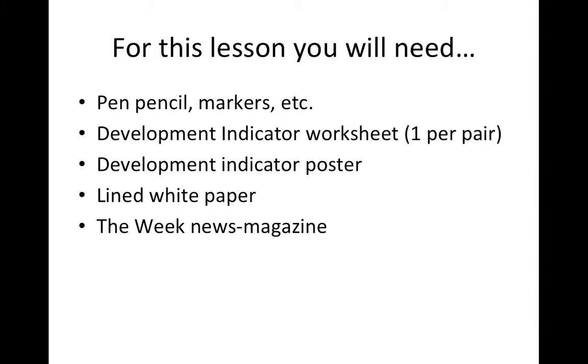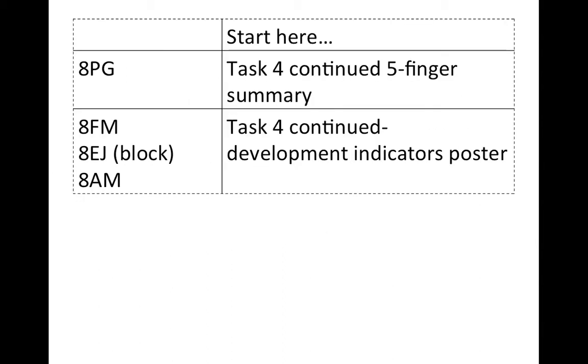So for this lesson, you will need the following things: a pen, pencil, markers, etc. The development indicator worksheet that can be found in the black paper bin, and your development indicator poster if you have not finished the poster. You'll also need lined white paper, and later on in the lesson, you'll need the Week news magazine, which is found at the side of the classroom.